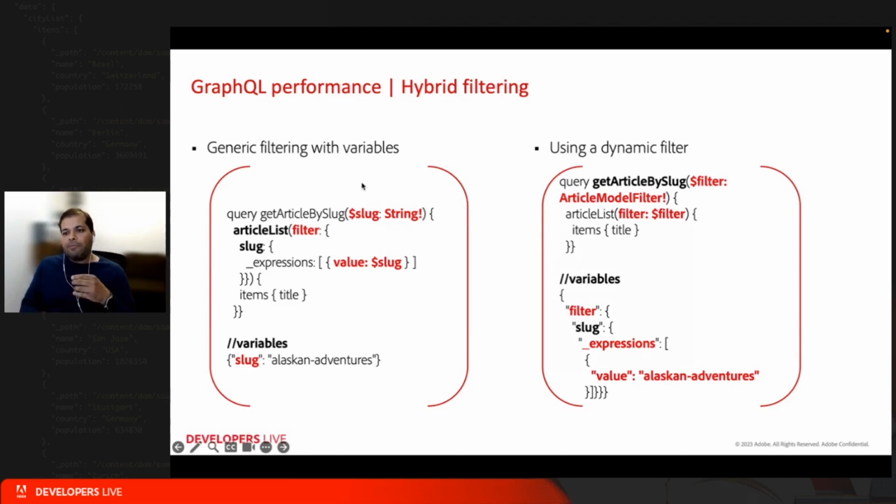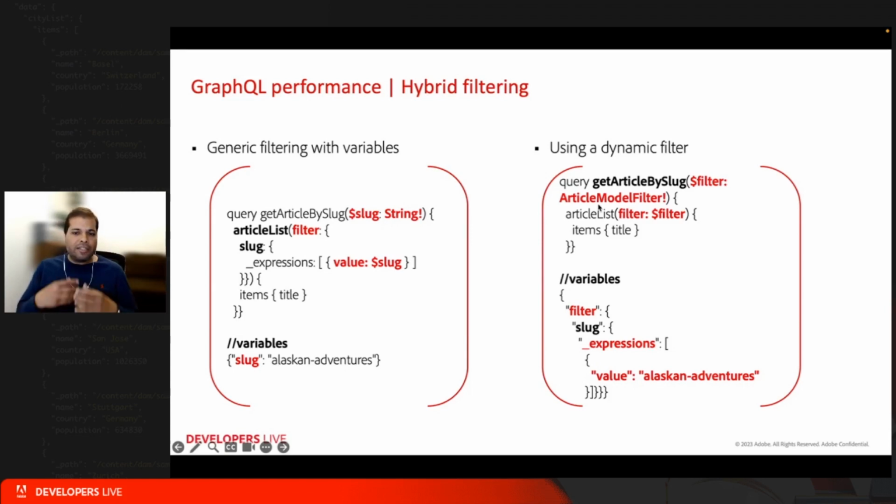For example, in the given list query for articles, you want to filter articles based on a given value for the property slug. The value for the slug variable has been defined via separate JSON, which will be passed along with the query itself. Now let's look at a more powerful example where we are passing the filter itself as a variable. Note here the filter variable type ArticleModelFilter.